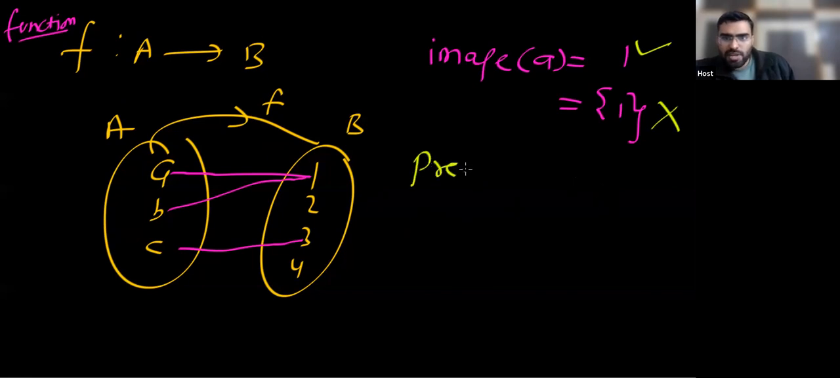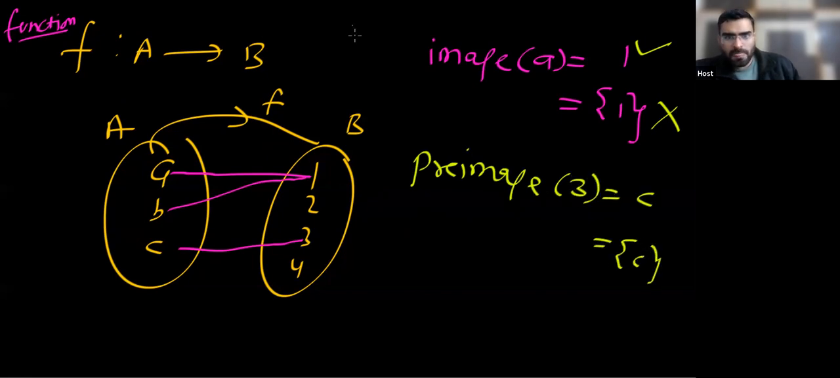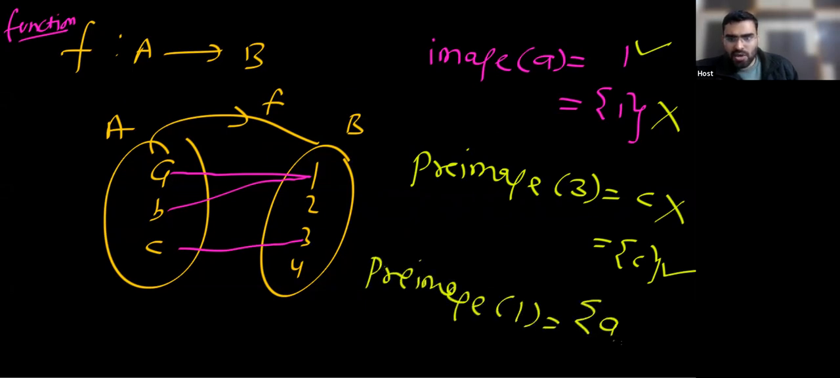But if I write pre-image, can anyone tell me what is the pre-image of 3? Should I write C or should I write C? Which is correct? Here this is correct. Here this is not correct because pre-image is a set. For example, what is the pre-image of 1? That is A comma B.